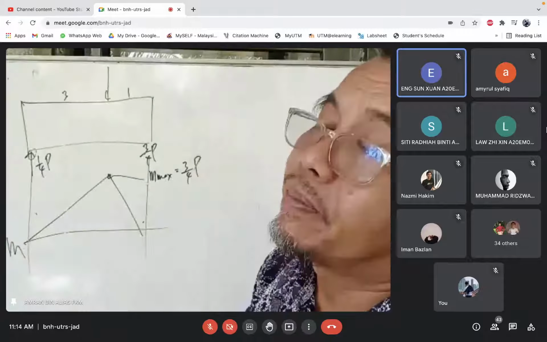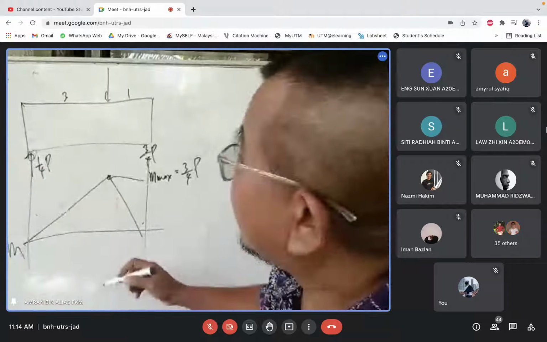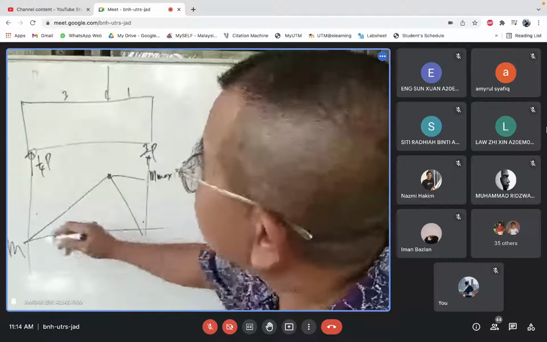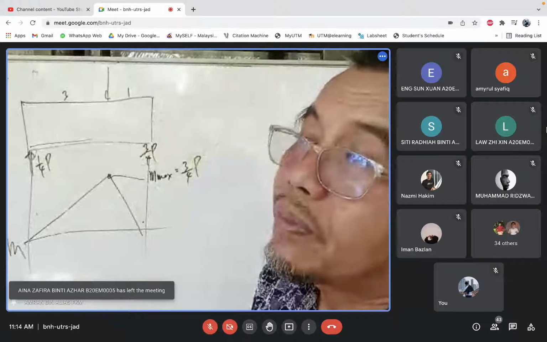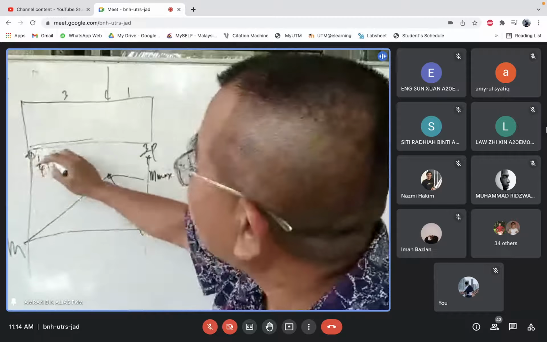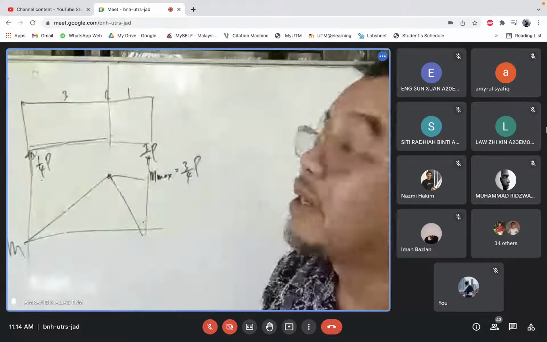P. It's not just 3 over 4, it's 3 over 4P. How do you get that value? That load times distance. That load 1/4P times that distance 3 there. So the moment here is 3 over 4P. Very simple.